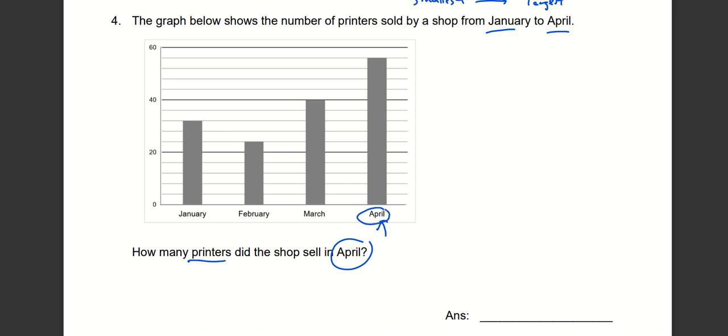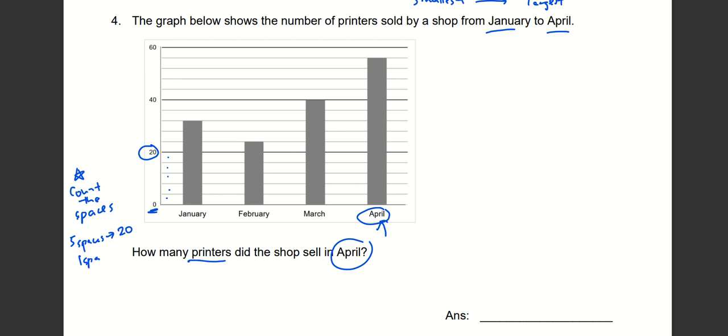Let's check. We have 0 to 20. I always say the clue is to remember: count the spaces, not the lines. The spaces mean the divisions. So here you can see 1, 2, 3, 4, 5. 5 spaces here, or 5 divisions, represents the quantity of 20.